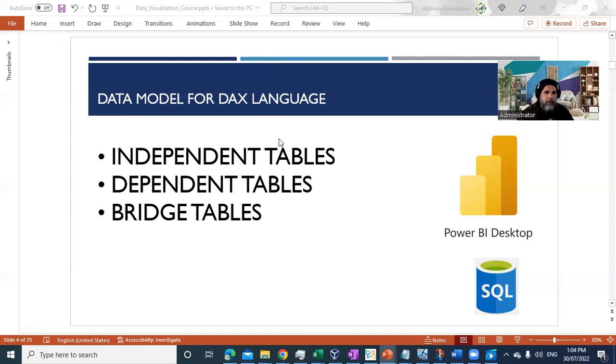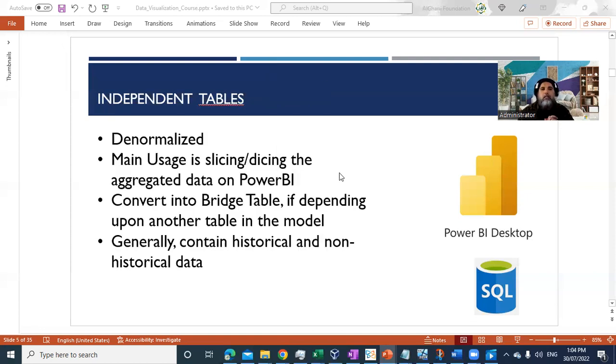So what are independent tables? Independent tables are denormalized. We normally won't care about normalization. We will combine the input from different tables together, regardless of whether the information is repeating or not. So that's normally not the concept in the independent table. Obviously, their main usage is slicing and dicing the information. Once we have the aggregation and we want to split it, for example, we are getting the total cost and we want to see the breakdown of that product cost by product category or product subcategory.